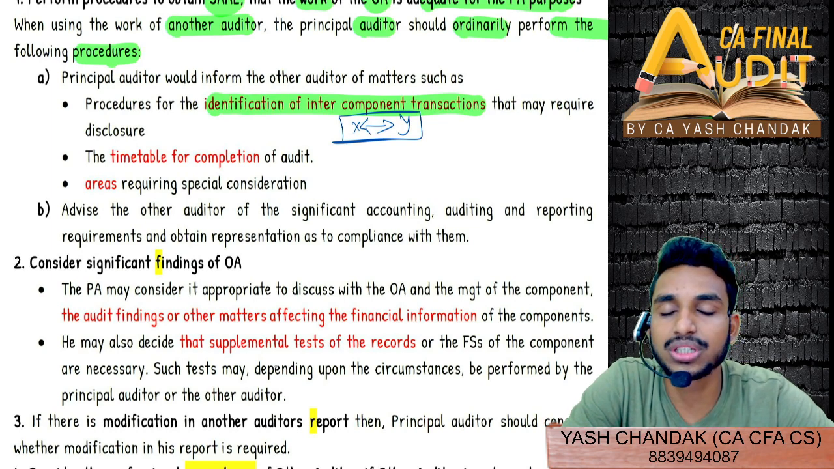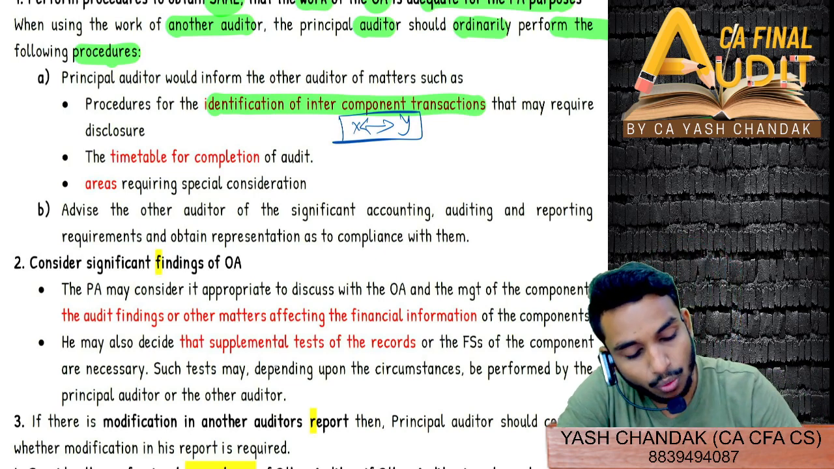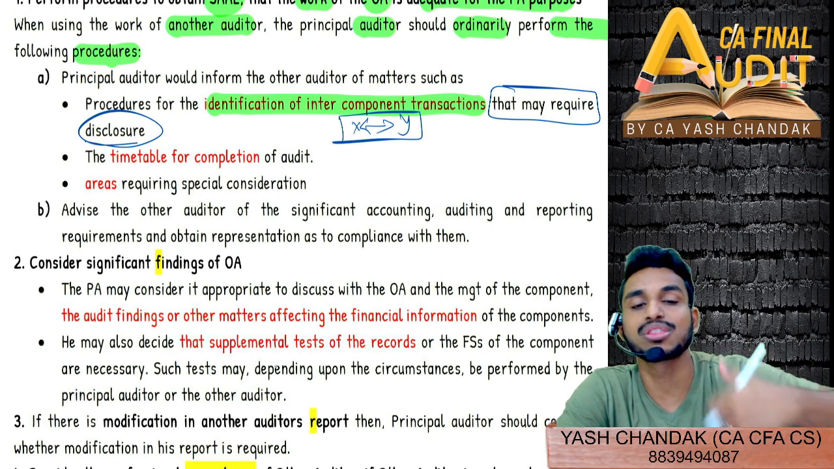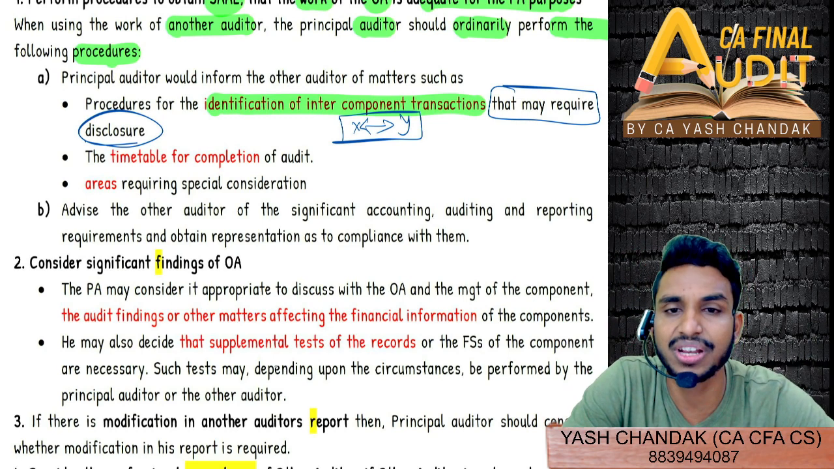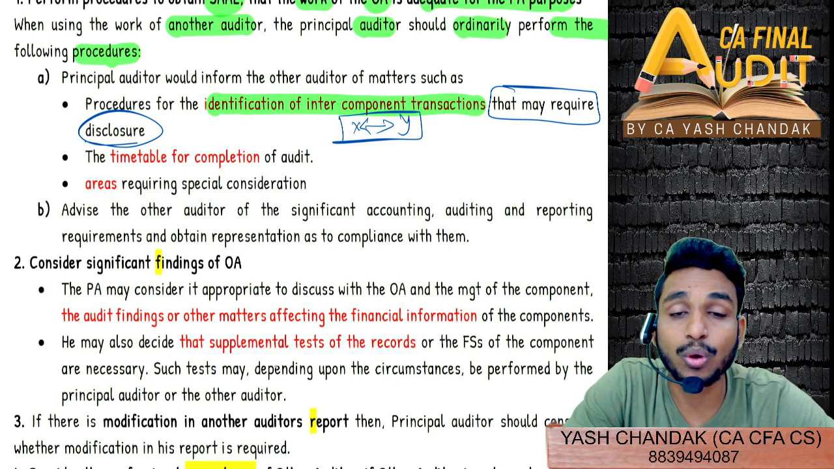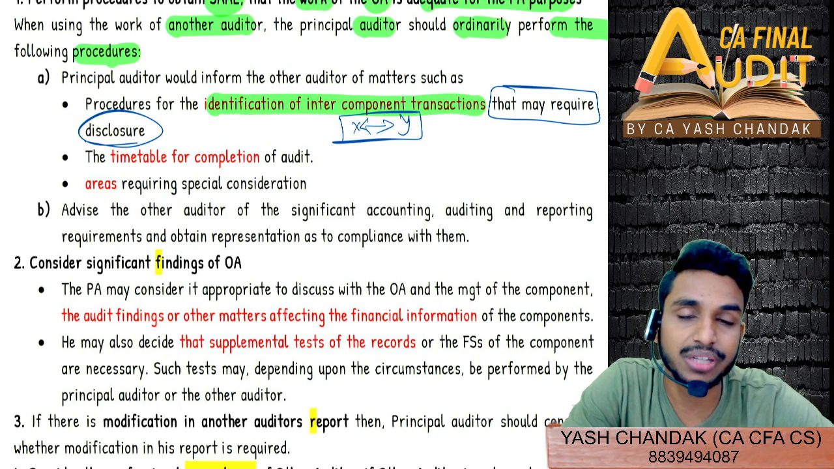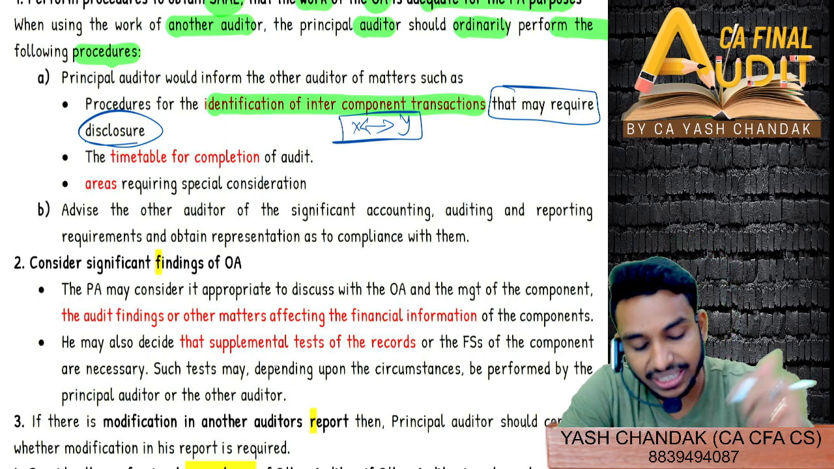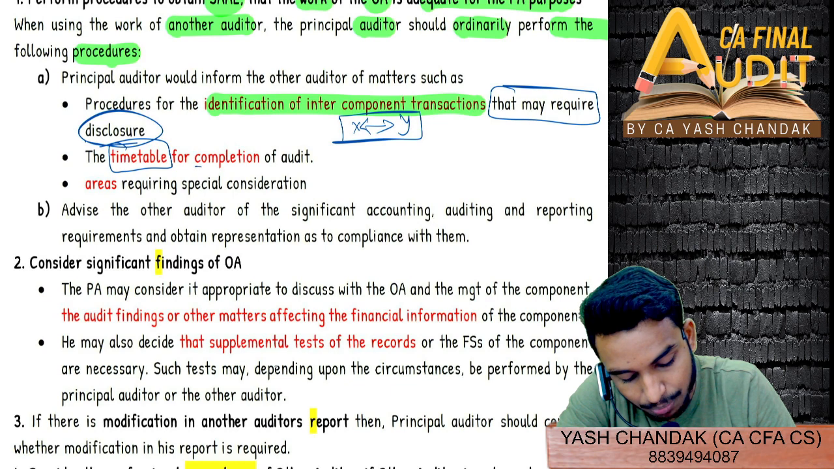If you know Ind AS 110, we generally eliminate intercomponent transactions, but they may require disclosure, so they are removed from the consolidated profit and loss or balance sheet. However, they are being disclosed, right? So definitely you need to be aware of those transactions between components. Secondly, the timetable. What is the timetable for completion of the audit?